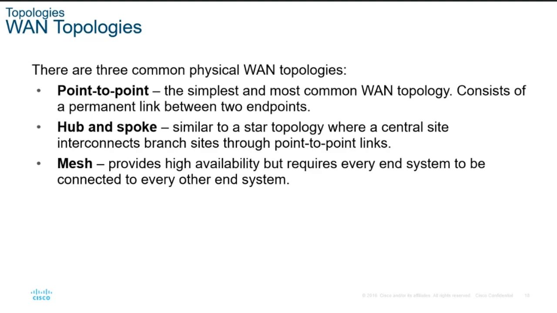Then we have the WAN hub and spoke. Similar to a star topology, where a central site interconnects branch sites through point-to-point links. And then we have the mesh. It provides high availability but requires every end system to be connected to every other end system.